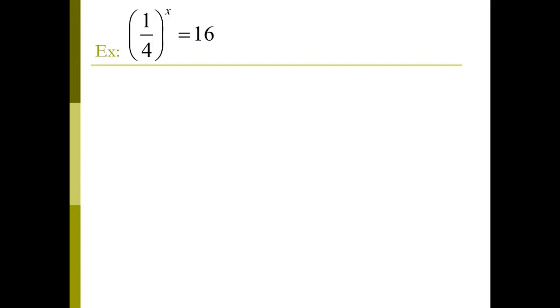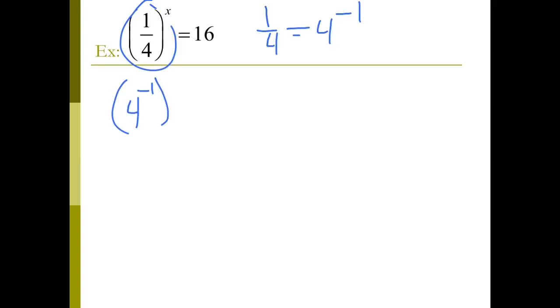Alright, I have a similar process here. The first thing we want to do is make sure we don't have any fractions. So I'm going to start by switching up my 1/4. 1/4 is the same as 4 to the negative 1 power. So I'm going to write this as 4 to the negative 1 raised to the x, and that's going to equal 16. I'm going to simplify that left side just by multiplying our exponents together, which gives me 4 to the negative x. And then I can rewrite 16 using a base 4 as 4 squared.